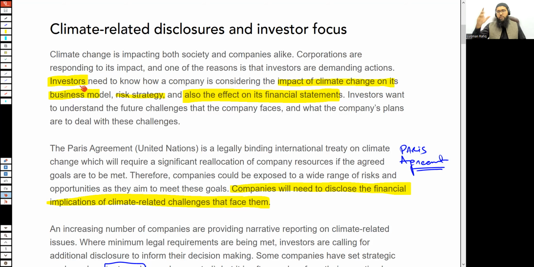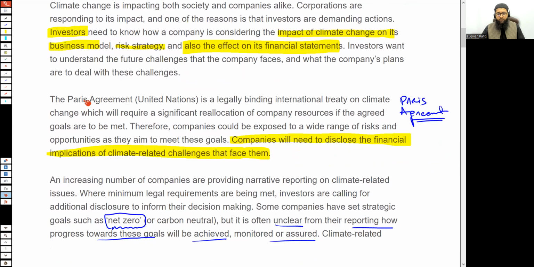If you think from the perspective of the investor, if I'm investing in the company, I would be interested in knowing how climatic change is going to have an impact upon the entity. What is going to happen with respect to the business model, the strategy, and the overall risk that the organization faces? As an investor, I would be interested in that.